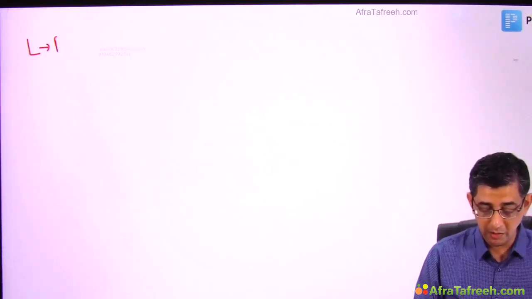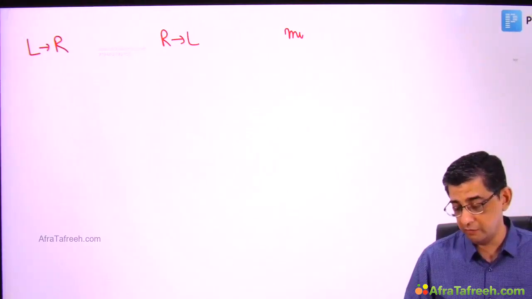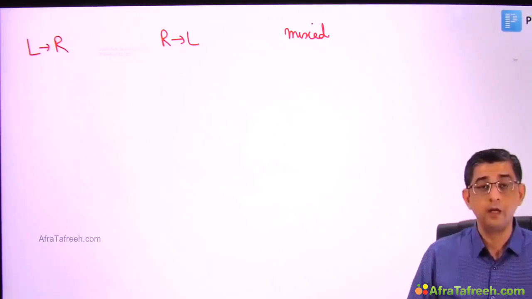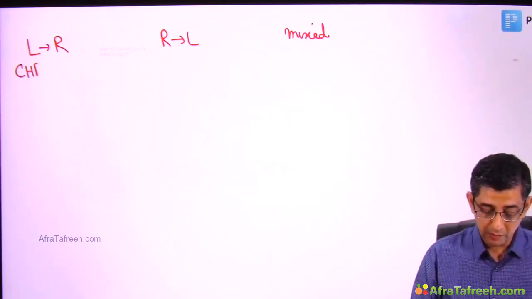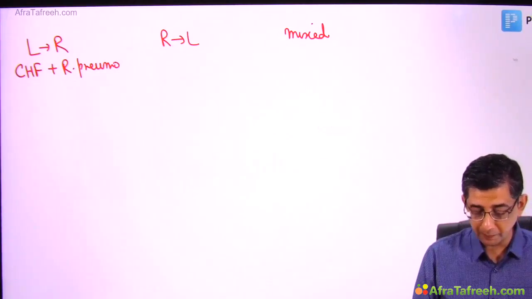So let us do a quick summarization here with respect to the various diseases we have studied in a single slide. I will mention left to right sided shunts, right to left sided shunts, and then we have mixed defects also. You see, left to right sided shunts will always have congestive heart failure with features of recurrent pneumonia.